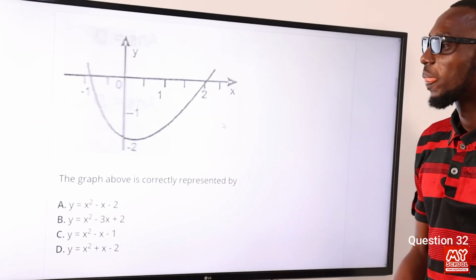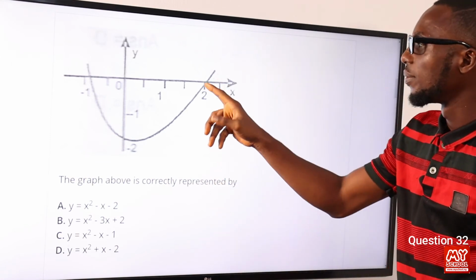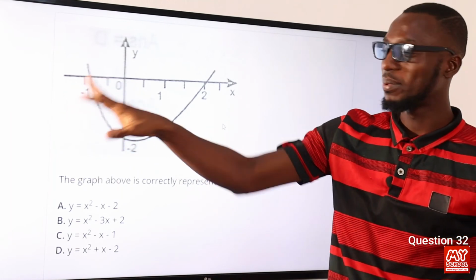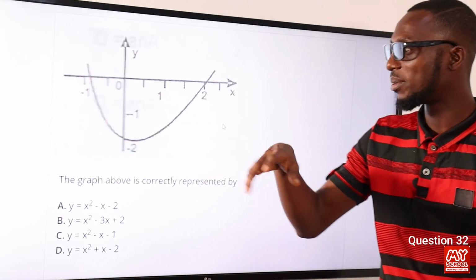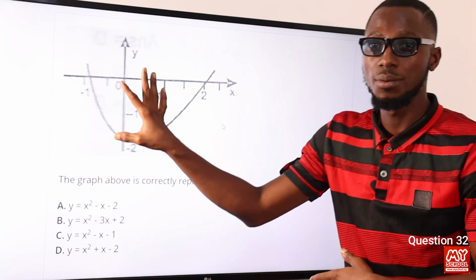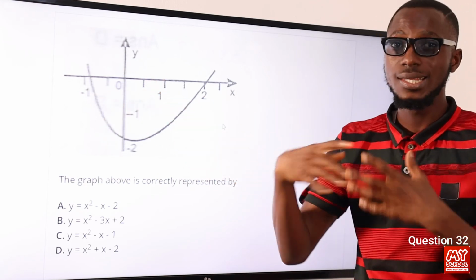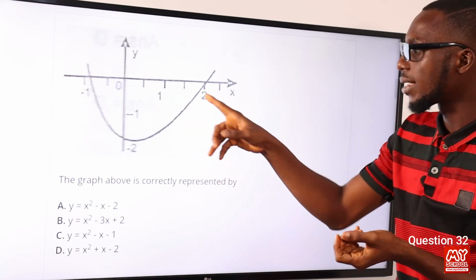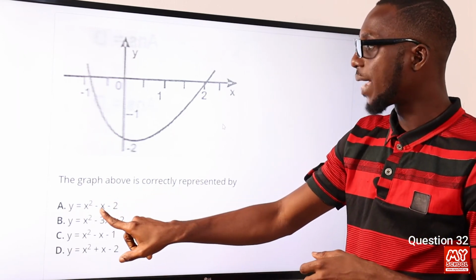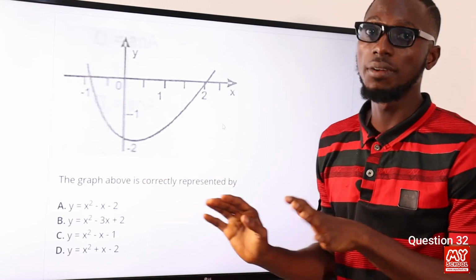Question 32. The graph above is correctly represented by what equation? You can see 2 and minus 1. Even though it's not touching properly, don't mind the diagram. So let's see which of the equations correctly represents the graph we have here. All you need to do is slot in either of these values and see if it amounts to 0. Let's try it out with 2. The first one, we have 2 raised to power 2, that is 4, minus 2, that is 2, minus 2, that is 0. So definitely it's a very viable equation.